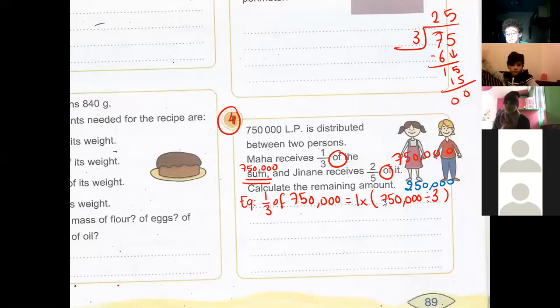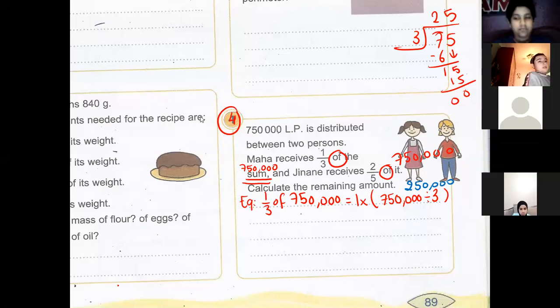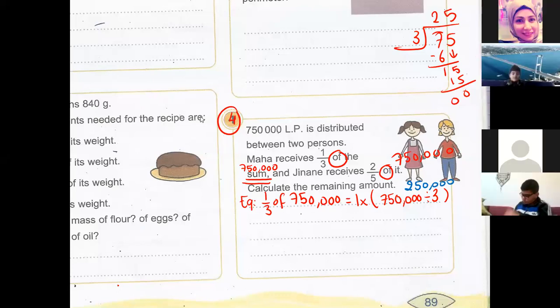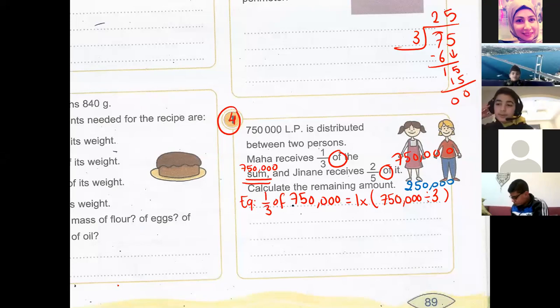Teacher, I didn't finish the writing. Okay. Miss, can I say my way? Yes, tell me. I thought we do 1/3 of 750,000, then 2/5 of it, then we add them and subtract them from 750,000.